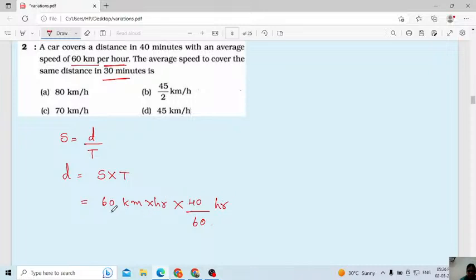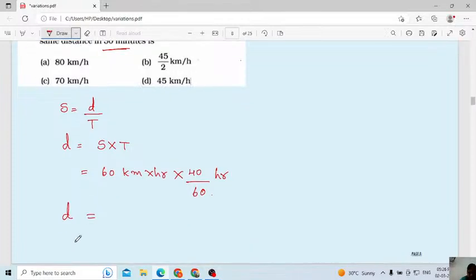Then this hour will get cancelled. Whatever answer you get will be in kilometer. That is the distance. Tell me what is the distance here? 60 will get cancelled. Distance will be 40 kilometer.